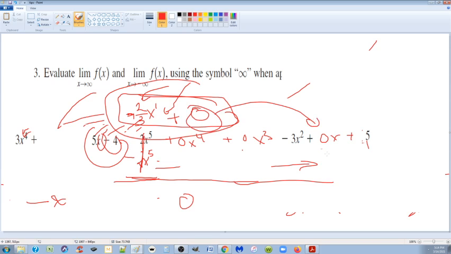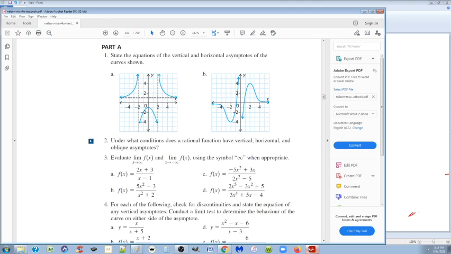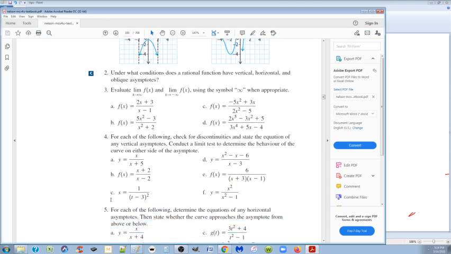Now, you can do long division for this whole thing, and you will figure out a remainder, but the remainder won't play a factor in the oblique asymptote. Whenever you want to prove these things to yourself, use your Desmos.